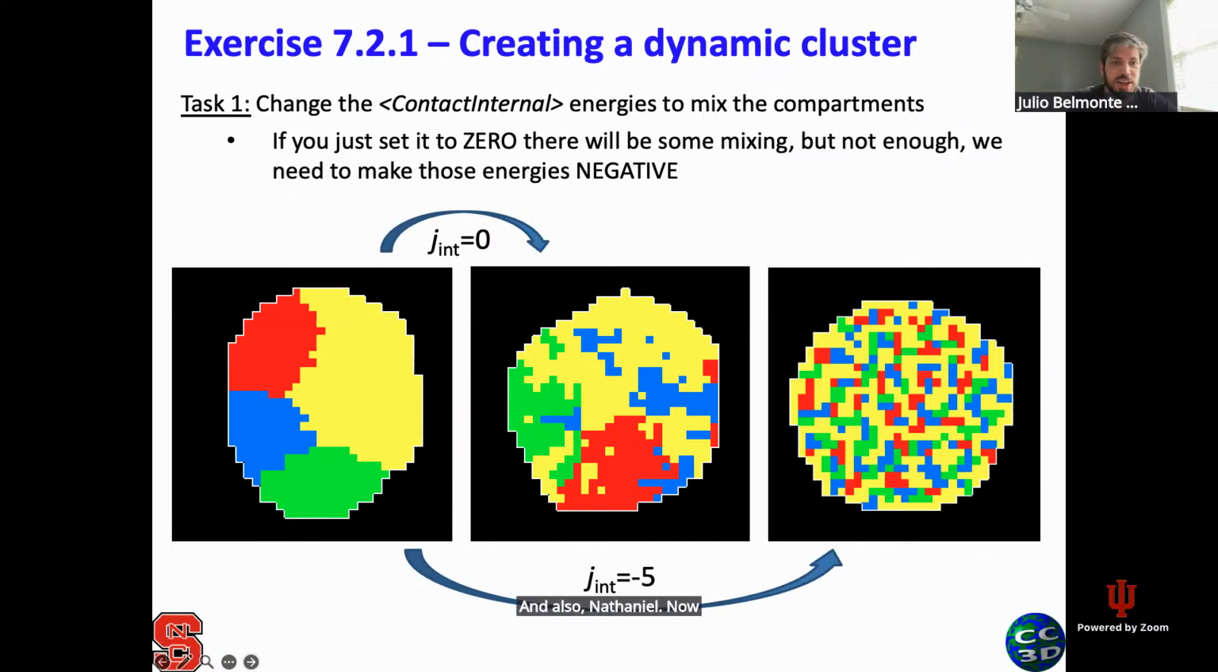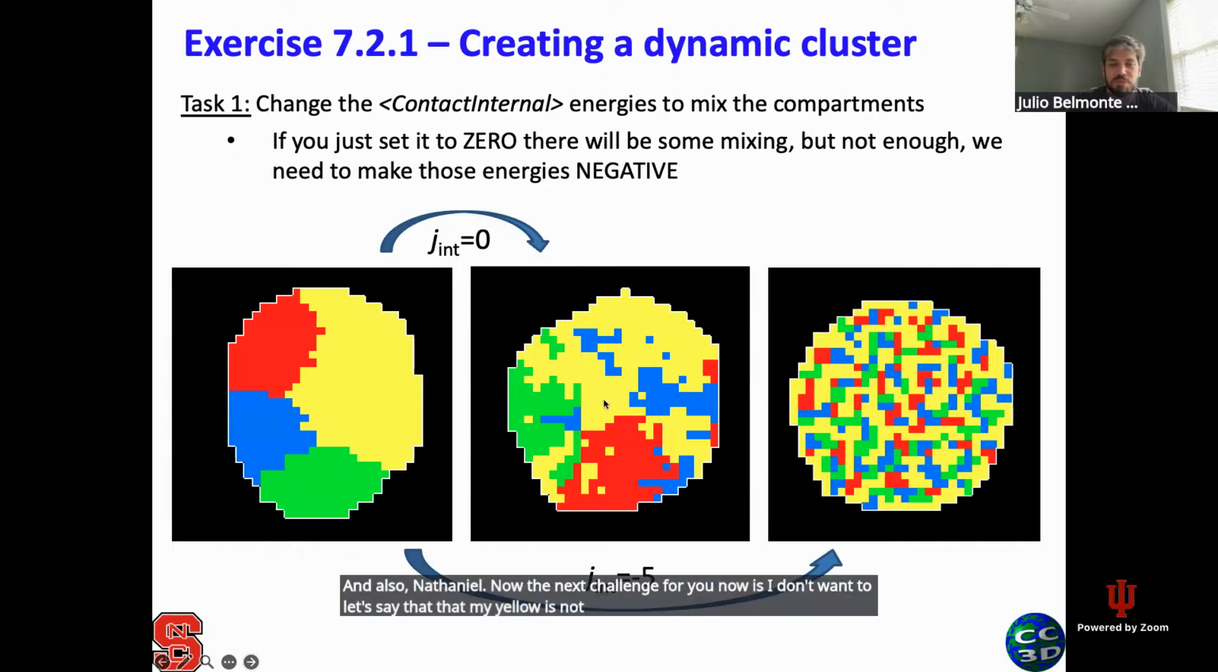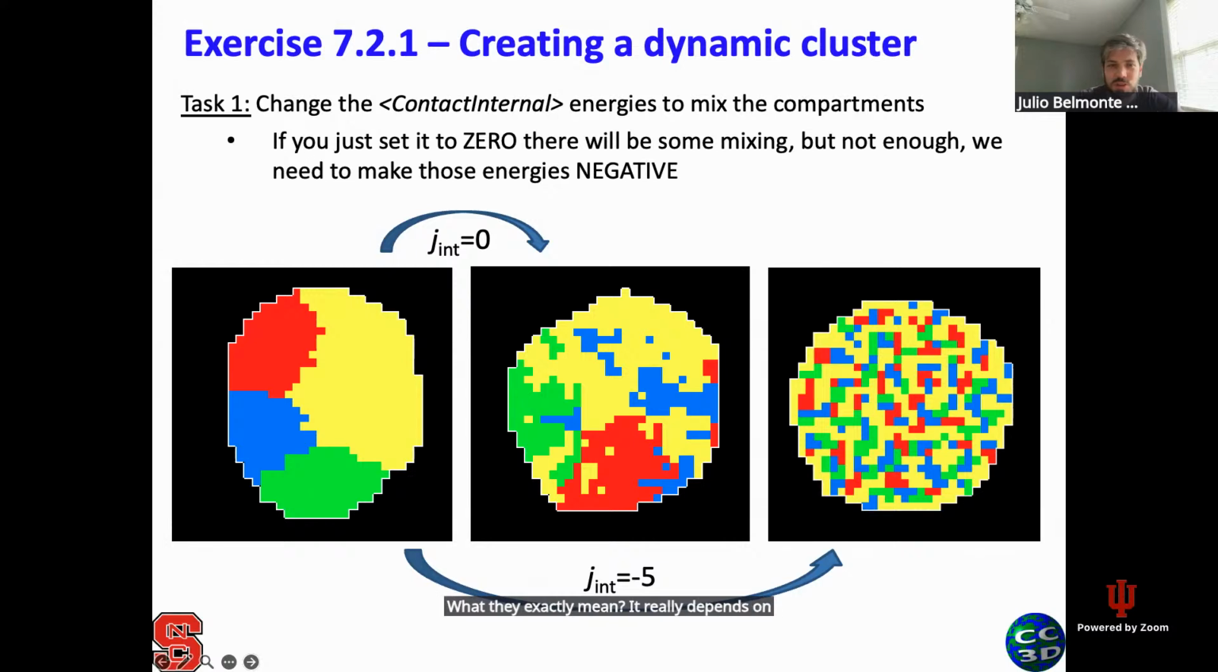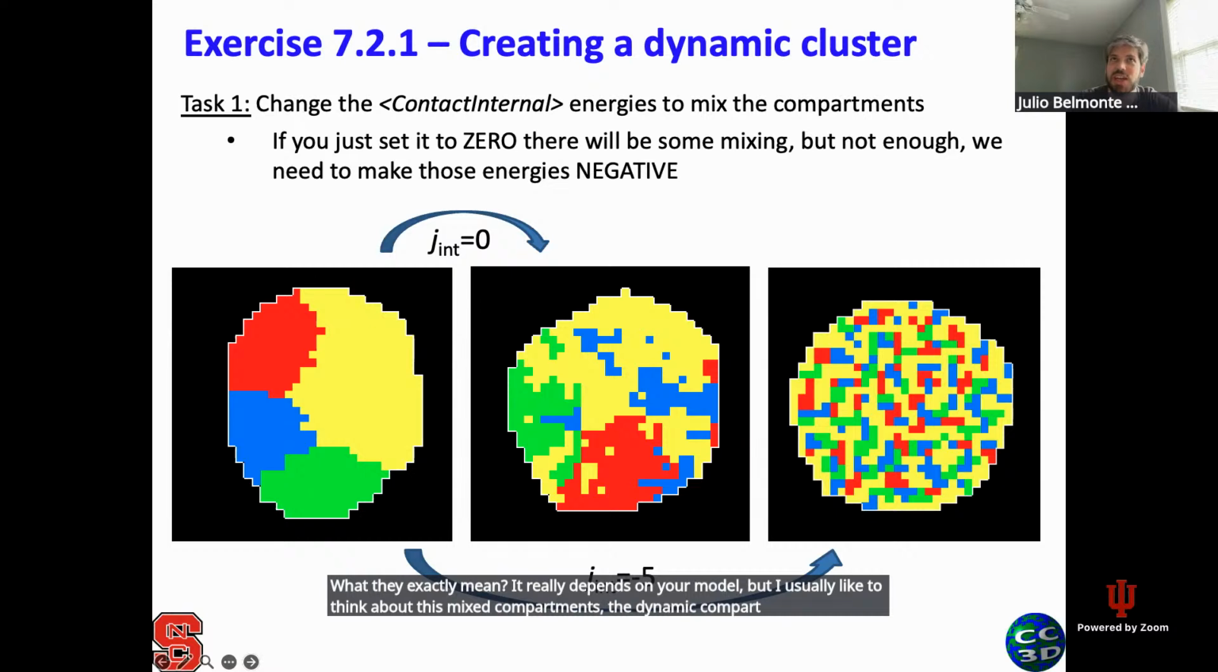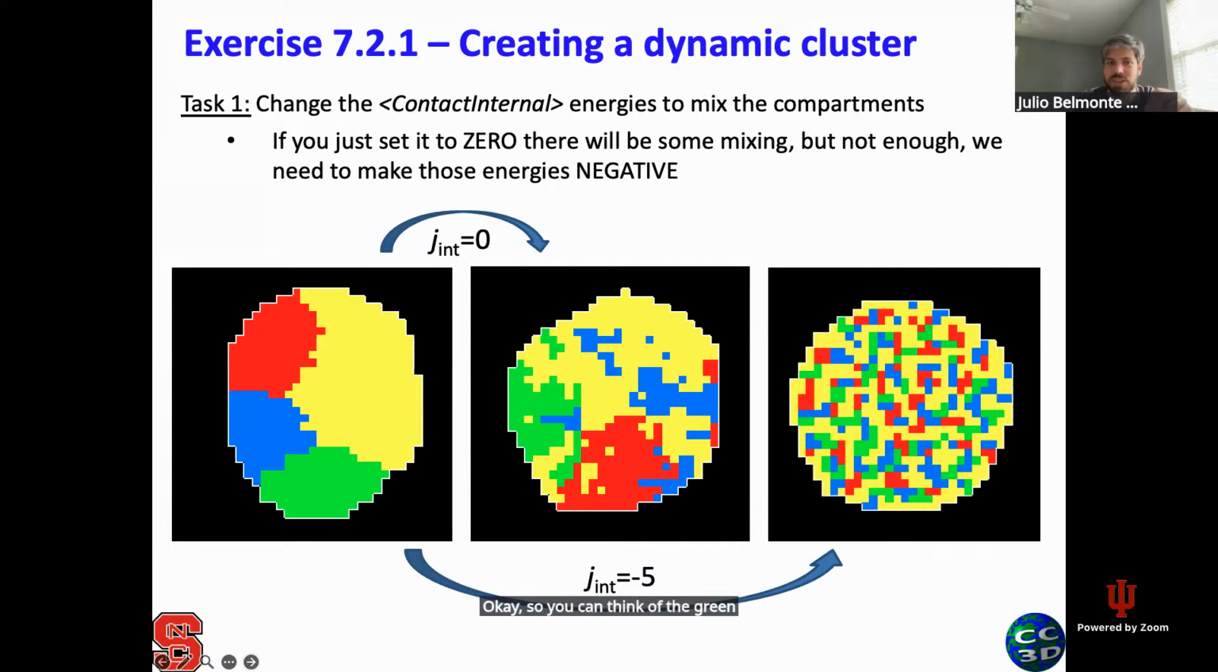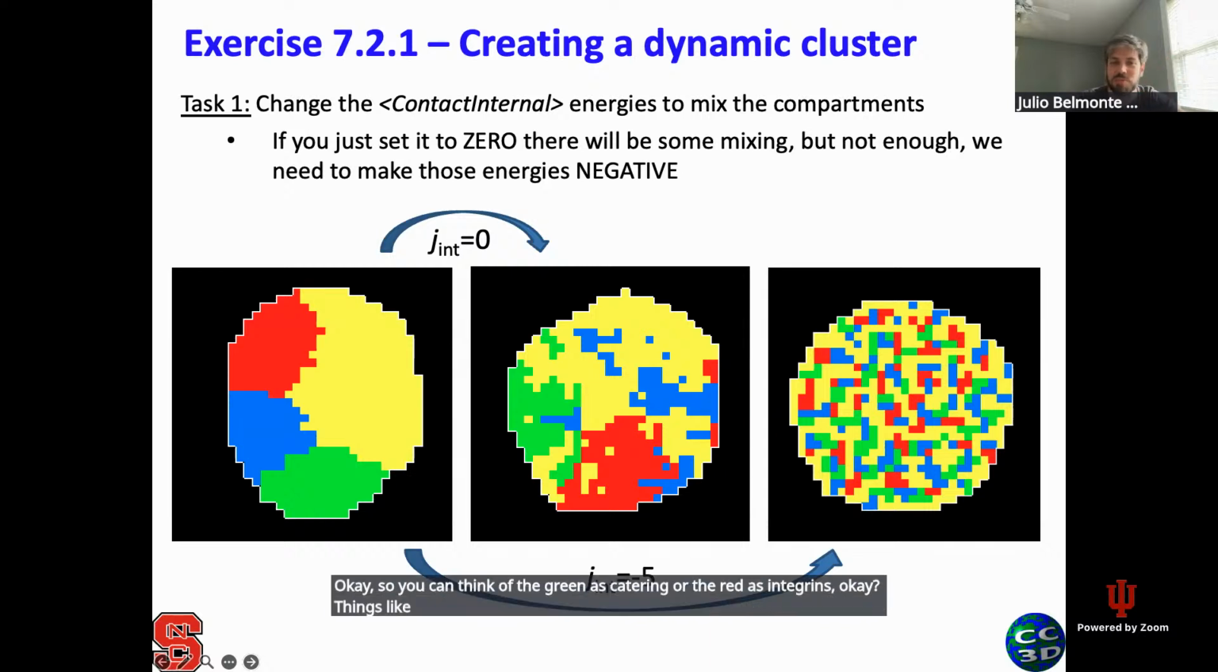Now the next challenge for you is, let's say that my yellow is not so important. What those colors mean here, what they exactly mean, really depends on your model. But I usually like to think about these mixed compartments, the dynamic compartments, as a set of proteins. They have different properties and they like to localize in the same space on the cell. So you can think of the green as cadherins, or the red as integrins, things like that. It can be whatever group of proteins.